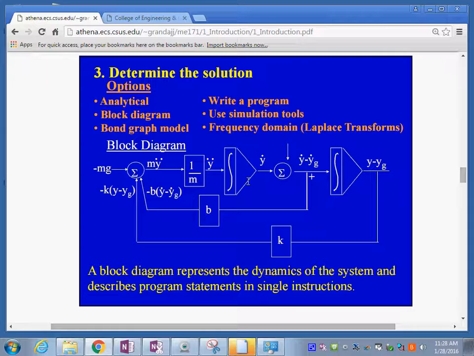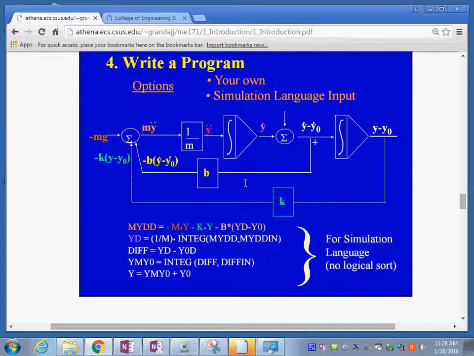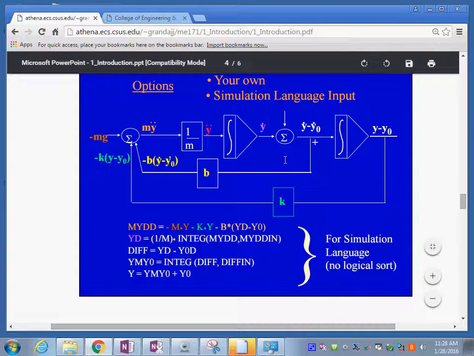Okay? So I think these symbols are very well understood by Simulink, and once you put them in here, you can do the simulation. We're going to be doing that in a little bit. But here you see another alternative: represent this block diagram in a computer program that you yourself can program, or go into a simulation language that would allow you to solve the equations.